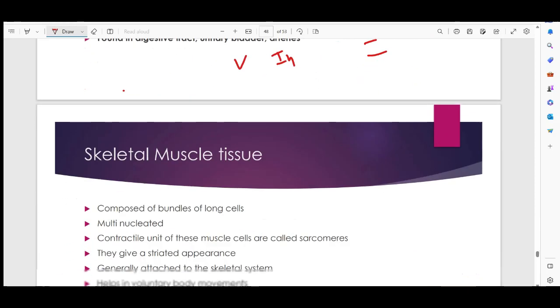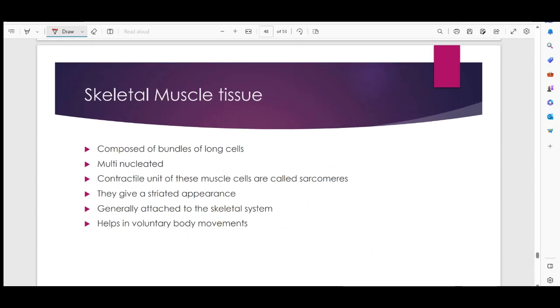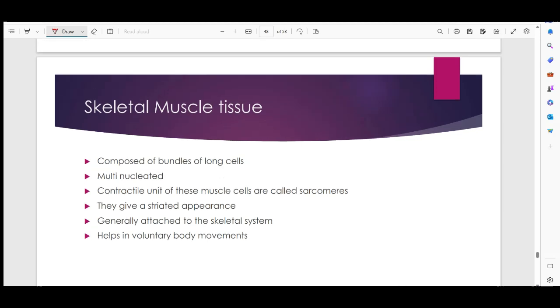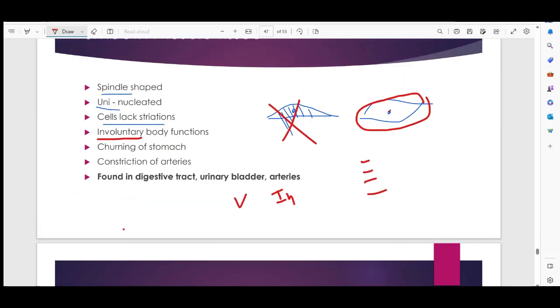Can you give me the 4 features? I'll change the slide. Can you give me the 4 features of smooth muscles? Spindle shaped. Yes. Uninucleated. Yes. Lack of striations. Yes, striations. One last thing: voluntary or involuntary? Involuntary. Yes, involuntary. So those are the features that you have to remember.